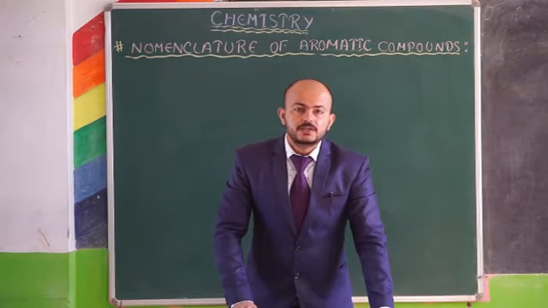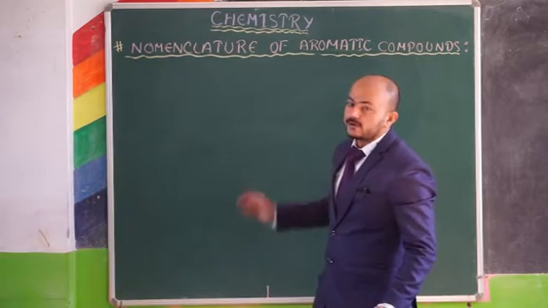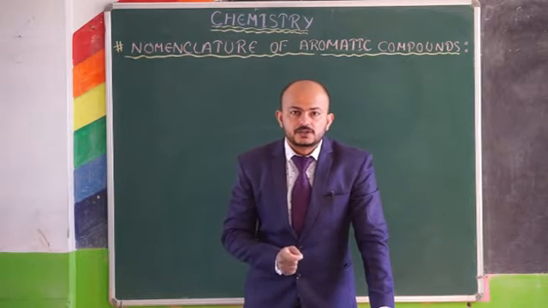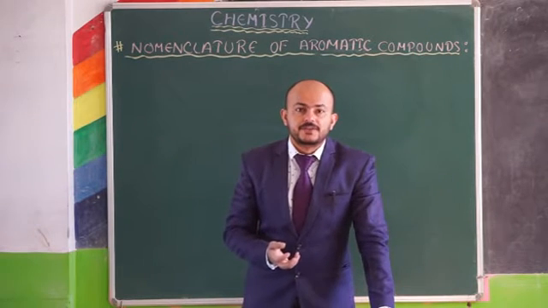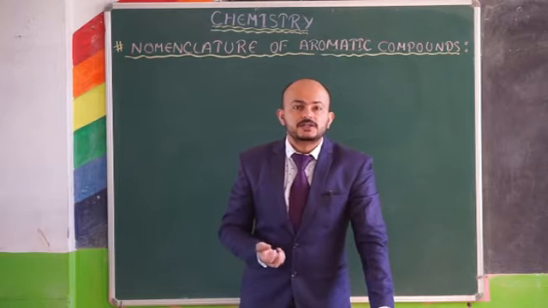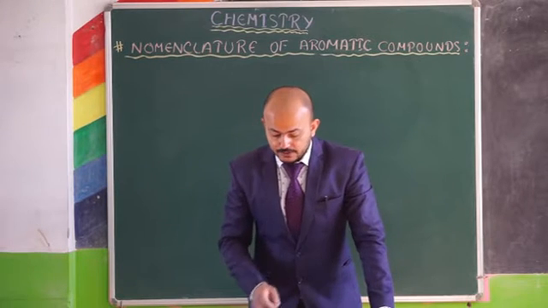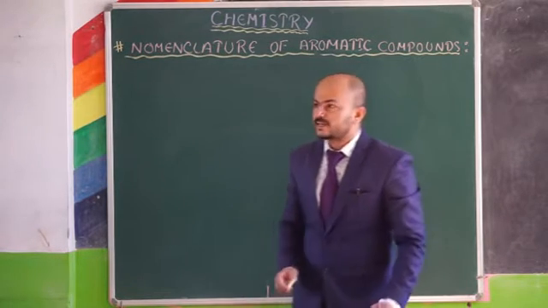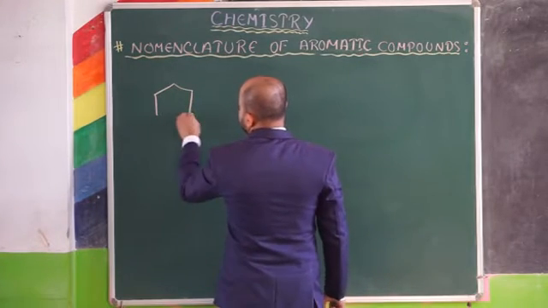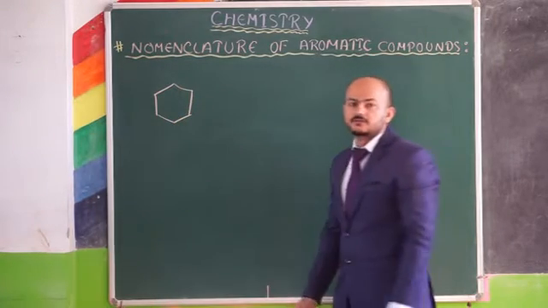Today we will be learning about nomenclature of aromatic compounds. So in our previous video we had learned about the IUPAC way of naming the organic compounds. Now we will be moving to the nomenclature of aromatic compounds. Whenever we say aromatic, you have to remember that it is related with the benzene ring.